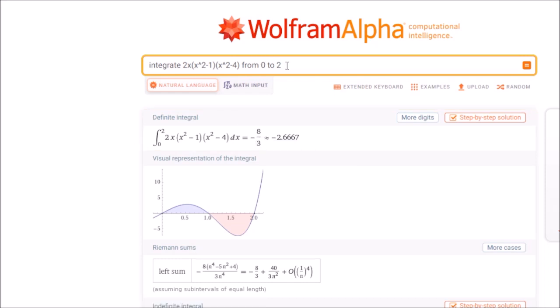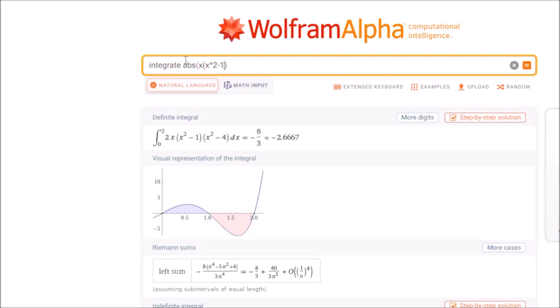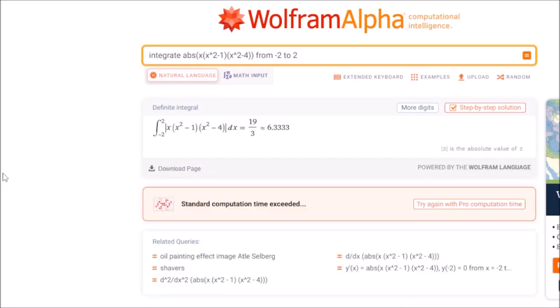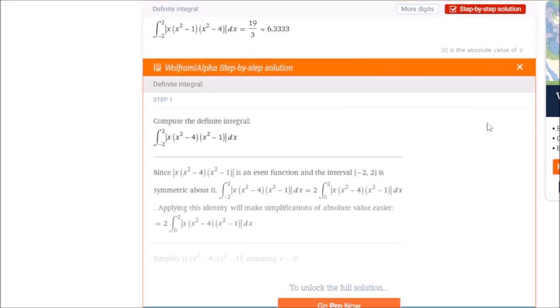I am so confused. Wait, okay, hold on. Integrate the absolute value of x squared minus 1 times x squared minus 4 from negative 2 to 2. It is 19 over 3. Why? Yes, it's an even function.